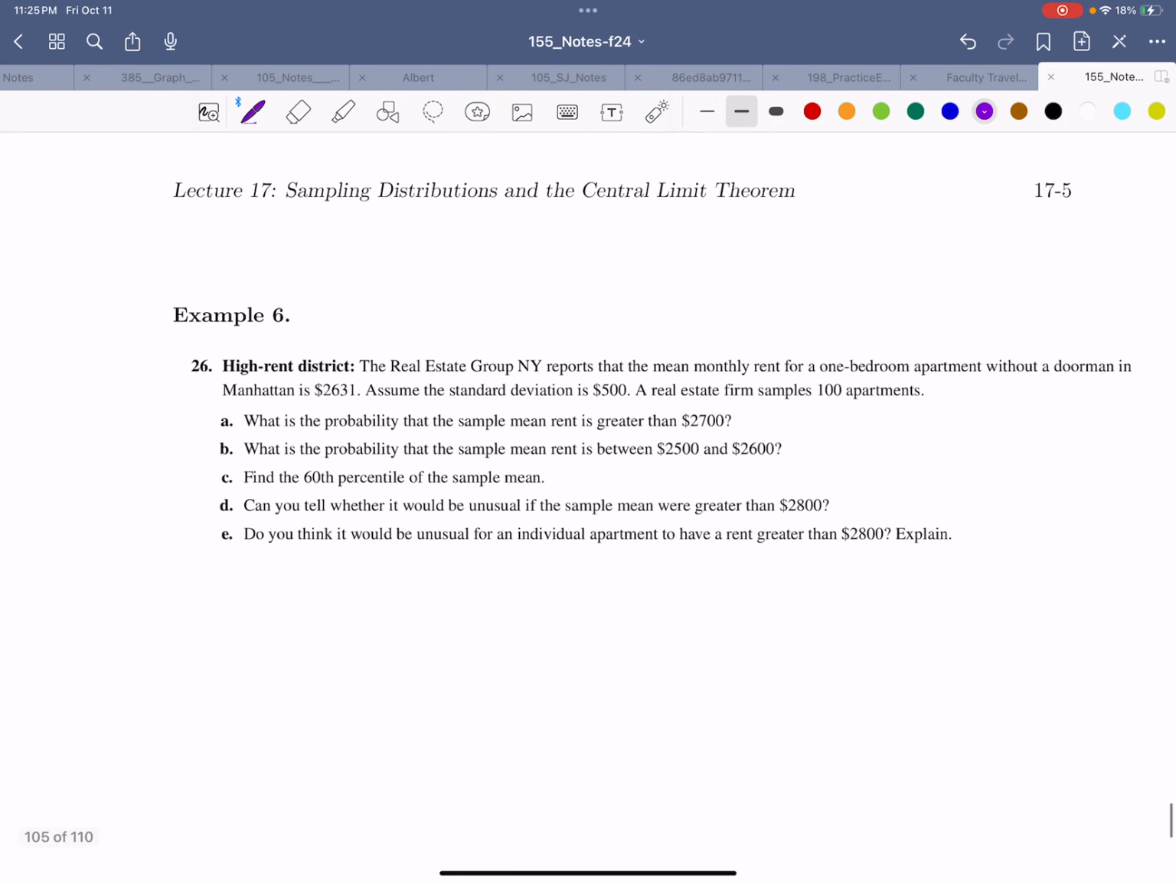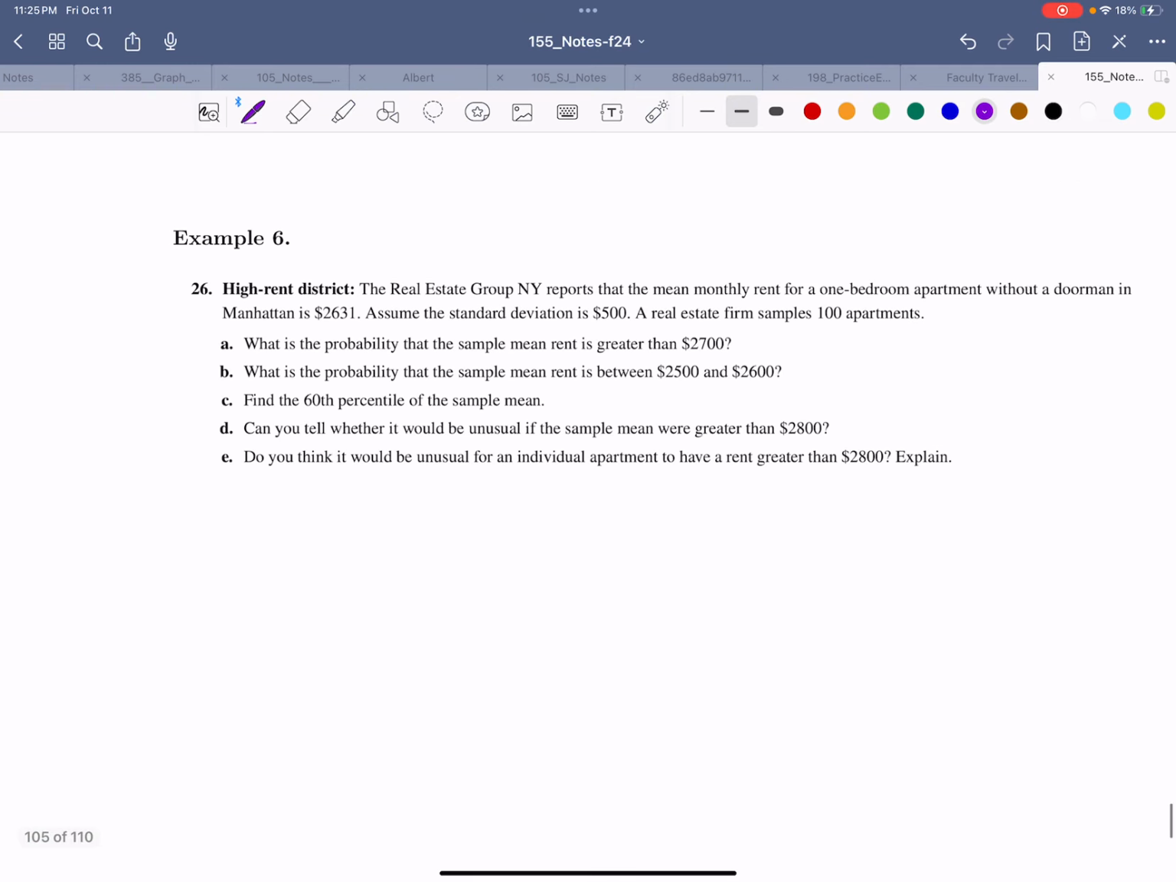So let's take a look. For example, number 26. What do we have here? So, mean monthly rent is $2,631. Standard deviation is a nice even $500. We sample 100 apartments, so n equals 100. Okay, so let's look at part A. What's the probability that the sample mean rent is greater than 2,700?